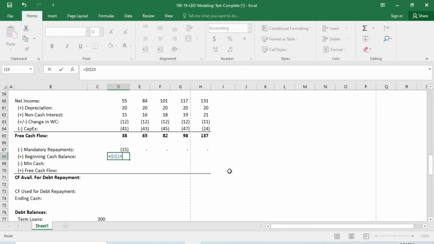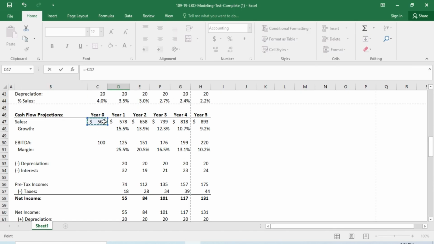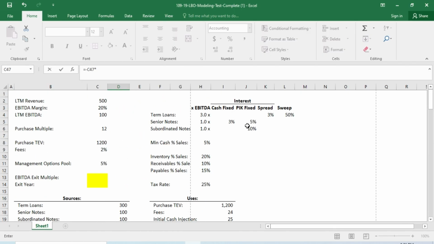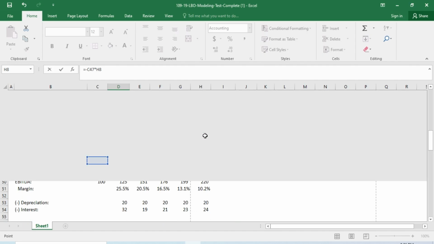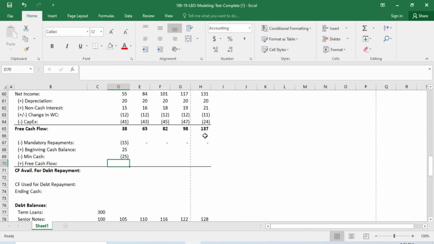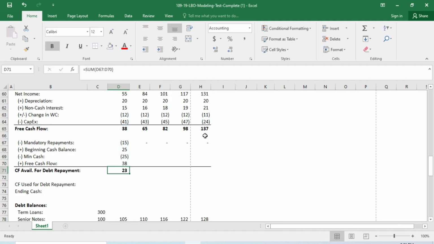Okay, so we have added interest, and now update the formula. Interest. Okay. So now cash flow has completed. Now let's move to mandatory cash repayments.